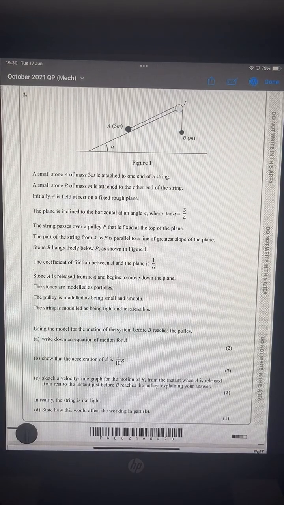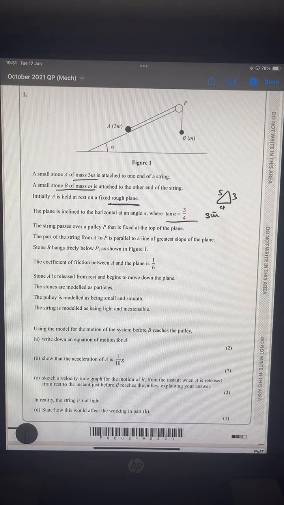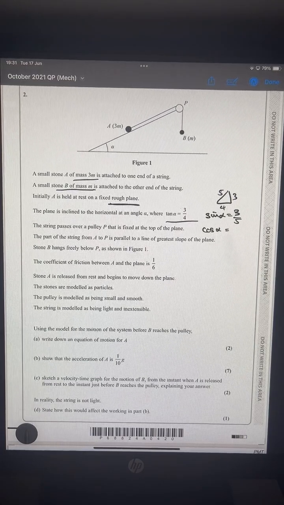Stone A of mass 3m is attached to one end, stone B of mass m is attached to the other end of a string. Initially, A is held on a fixed rough plane. It's important to note that you've got friction happening here too. The plane is inclined at an angle tan alpha. Remember, you draw your little triangle there. That's 3, 4, 5 again. They love 3, 4, 5 triangles, all right? So sine alpha is going to be opposite over hypotenuse, that's 3/5, and cos alpha is going to be equal to 4/5.